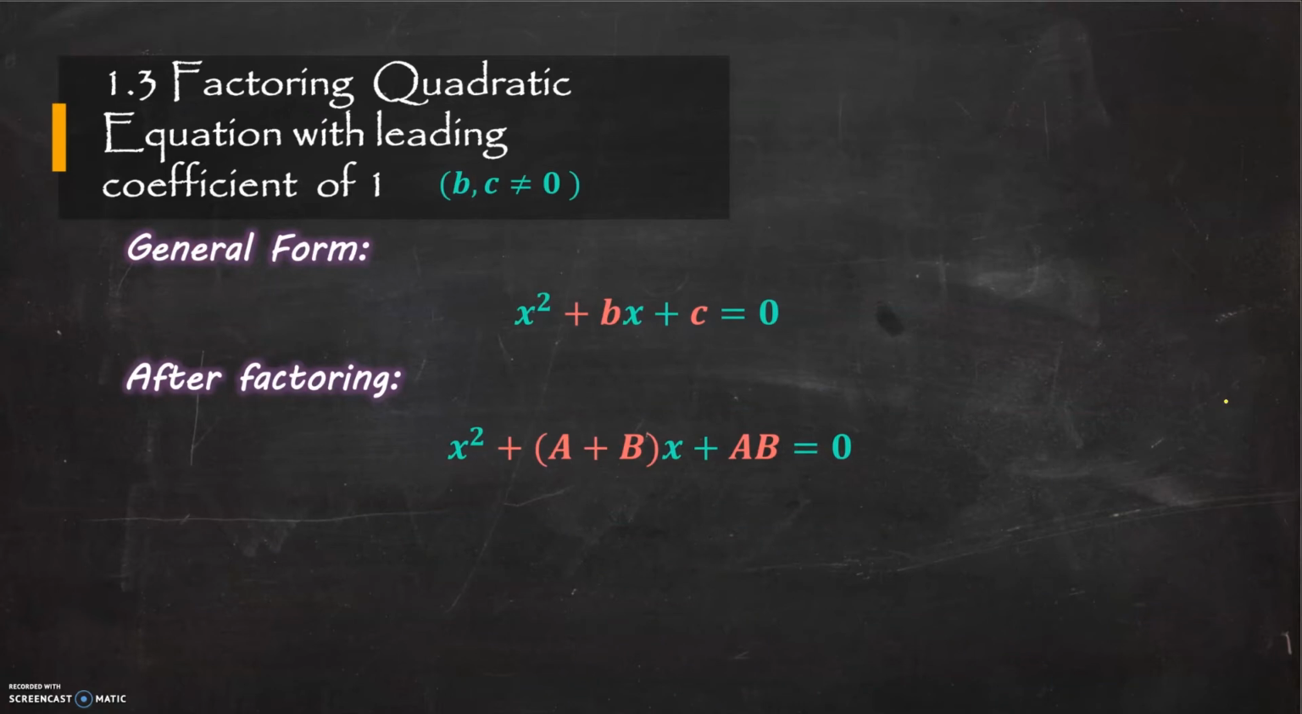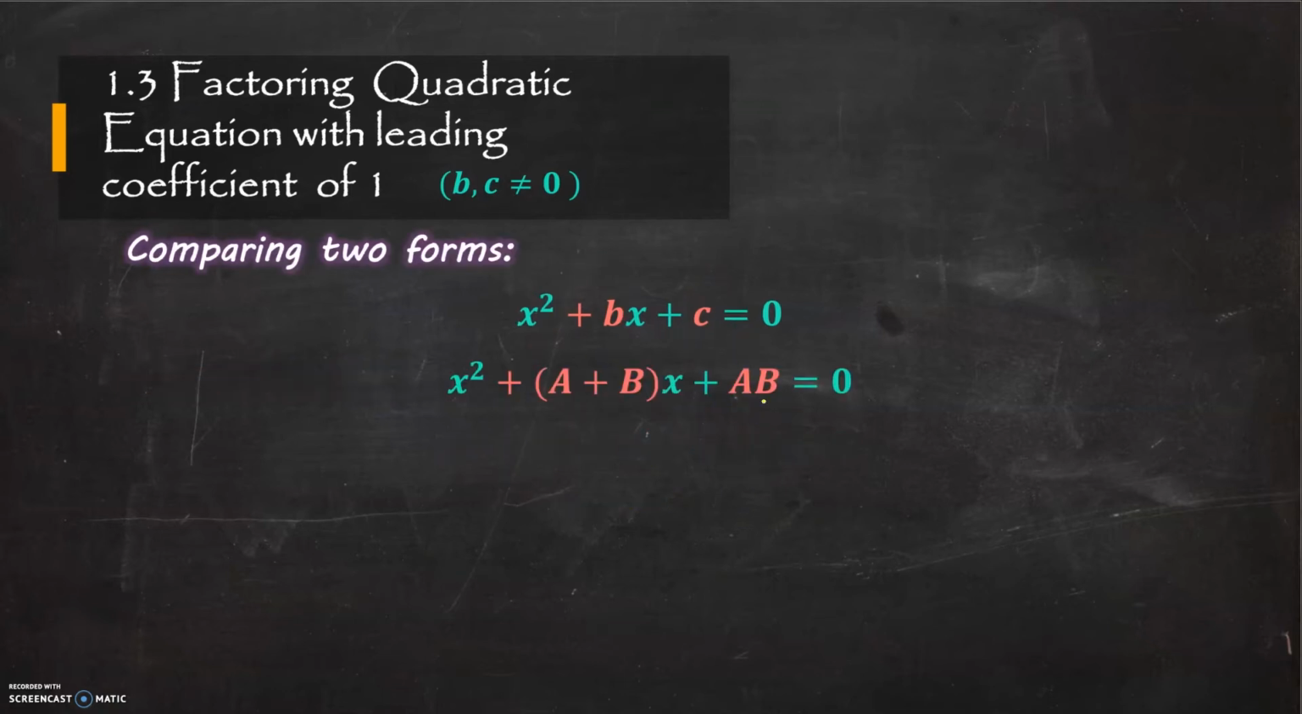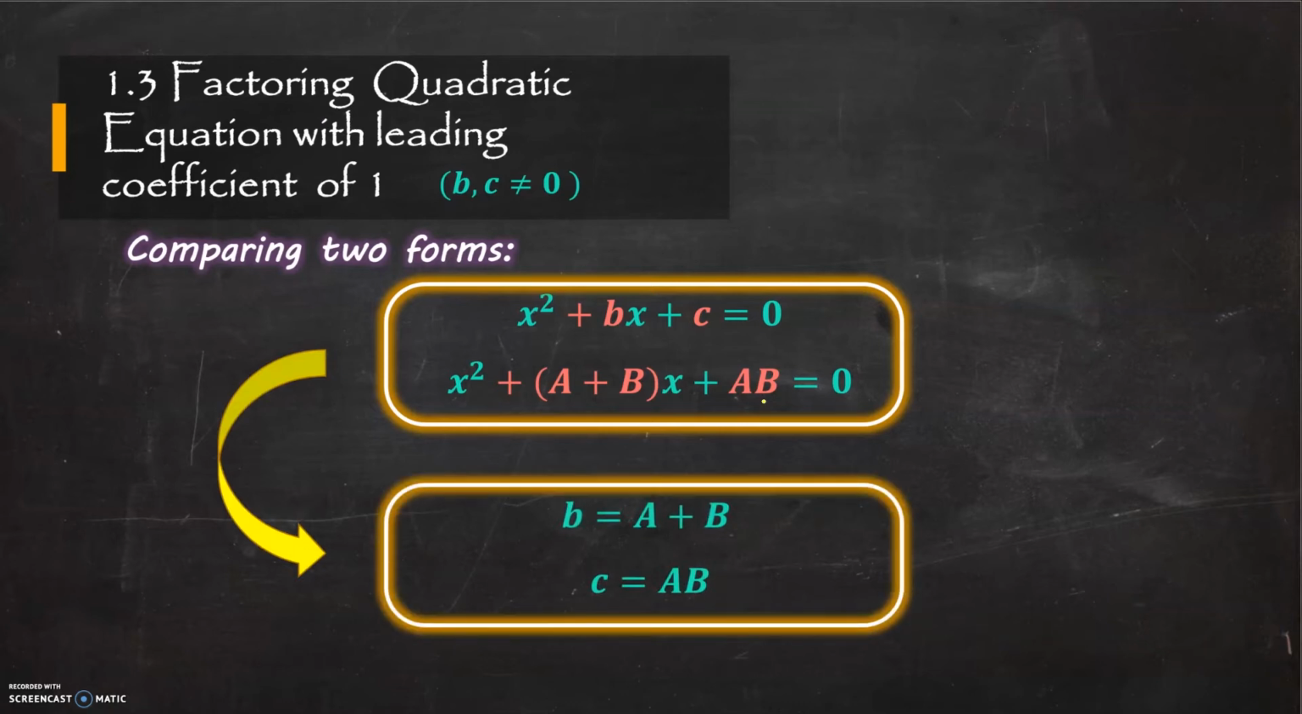So now we take those two equations out, and we see that the highlighted part, all those coefficients, should be equal, right? We can compare those two equations and set up the equal sign for those coefficients, and that's what we get. So we have b equals A plus B and c equals A times B. Those two, A and B, are capitalized. A and B have nothing to do with the small a and b, okay?